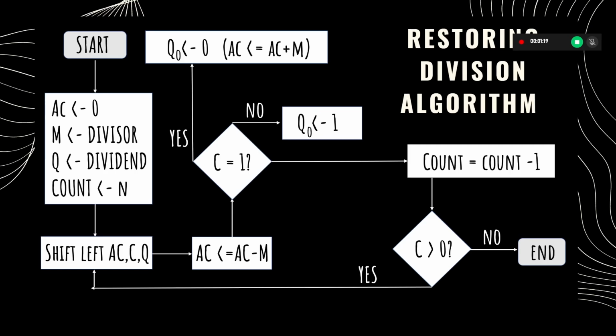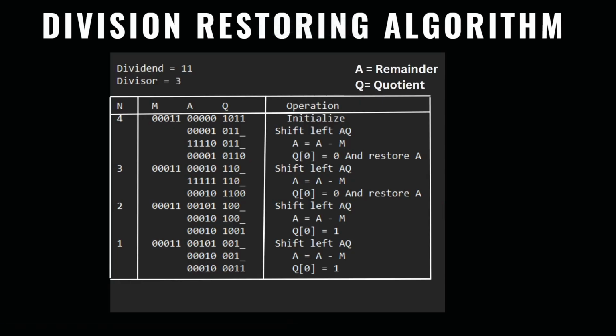After that, we decrease the count, that is N, by 1. In the last, we ask the question whether N is greater than 0 or not. If it is greater than 0, we go to the next iteration. Else, we end the flowchart. Thank you.